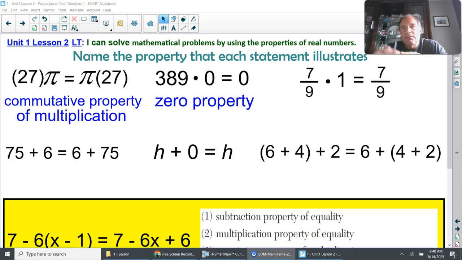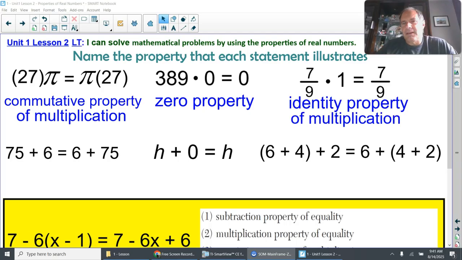7 over 9 times 1 equals 7 over 9. You start with the same thing, you end with that same number. So what do you think that is? Identity property of multiplication. You start with one number and you end with that same number.